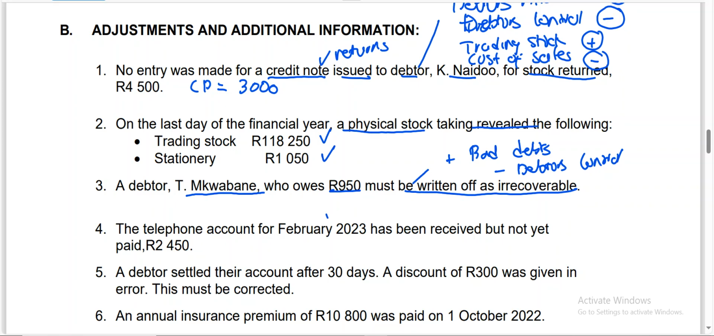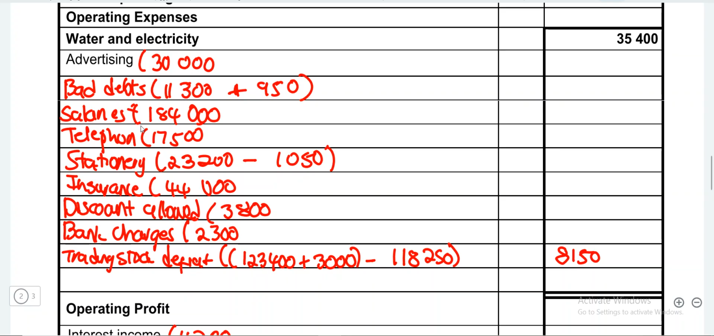The next transaction says the telephone account for February 2023 has been received but not yet paid. In other words, it means that we are owing. So if we are owing, it means it is an accrued expense. An accrued expense is a liability, so we are supposed to increase our telephone account by 2,450. So we are going to go to telephone and then say plus 2,450, and then you are done with this transaction.